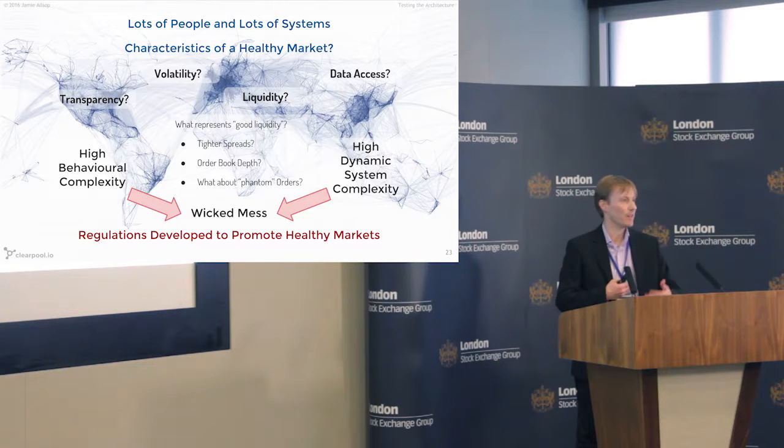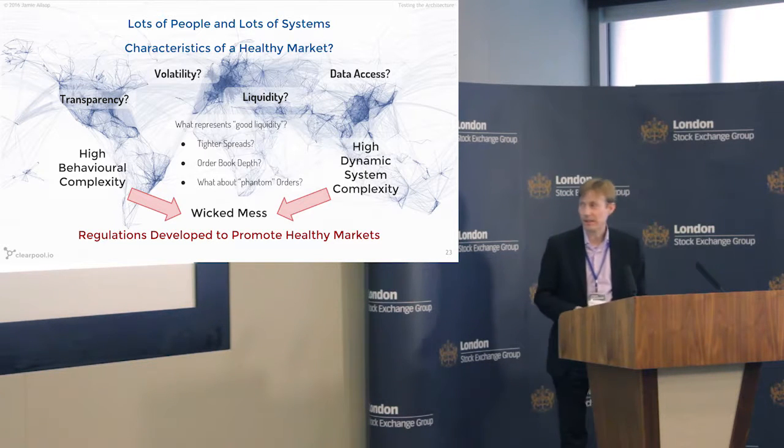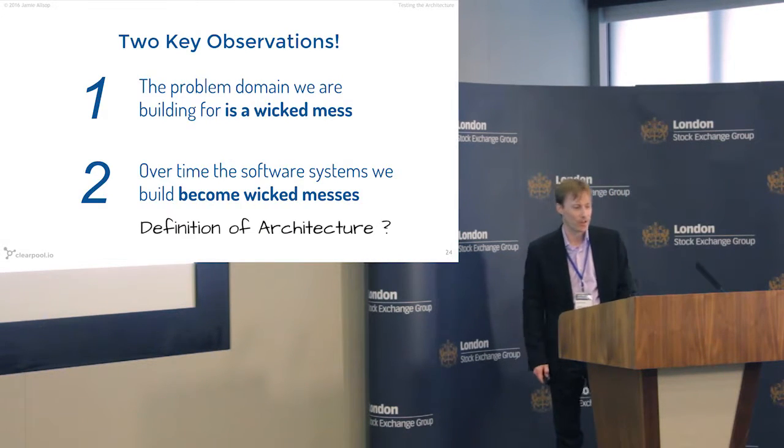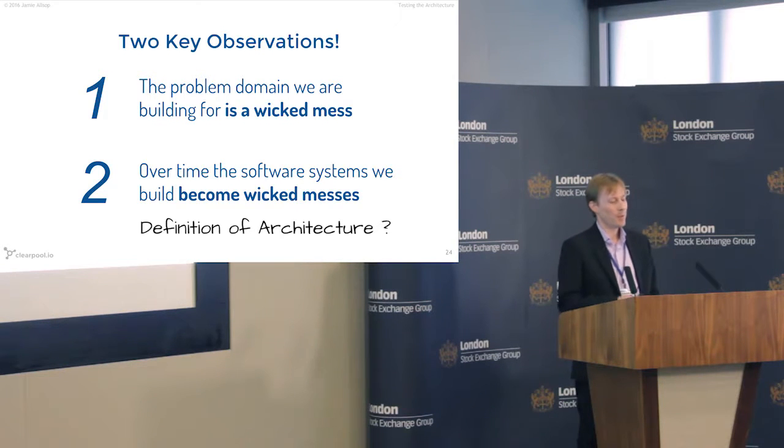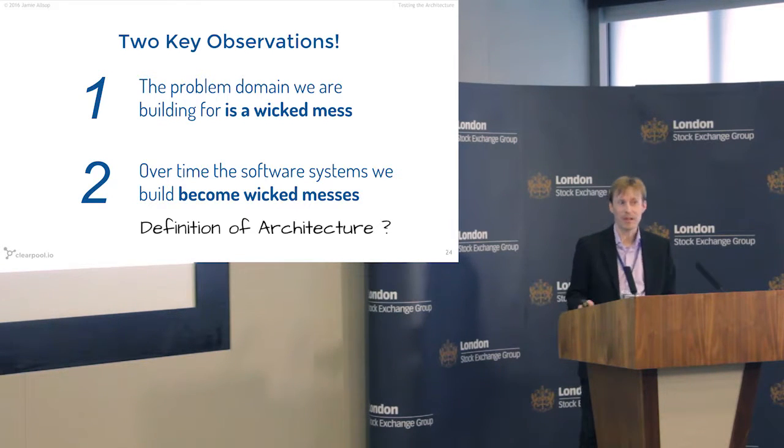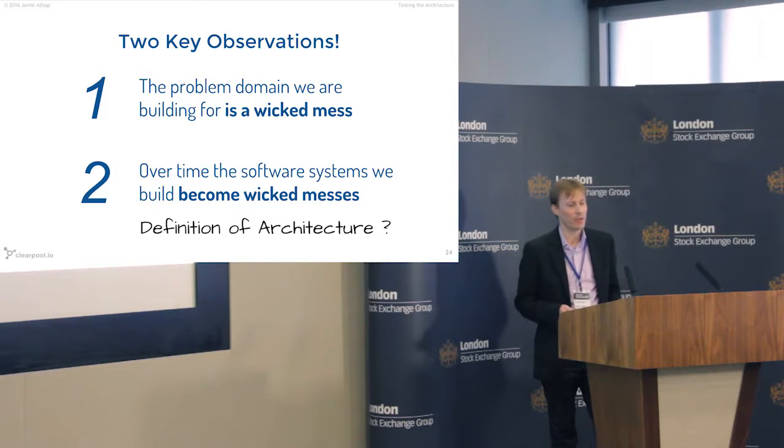And they're not, because they basically can't change quickly enough. We'll come back to that in a second. So two key observations. The problem domain we are building for is a wicked mess, right? So this has an impact on what we're trying to do.